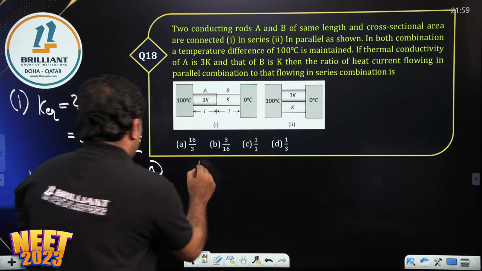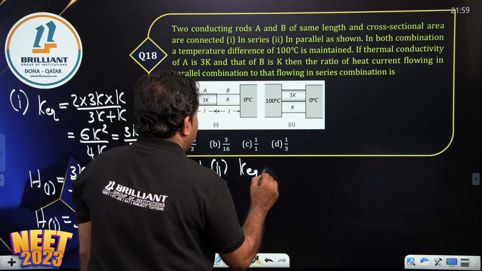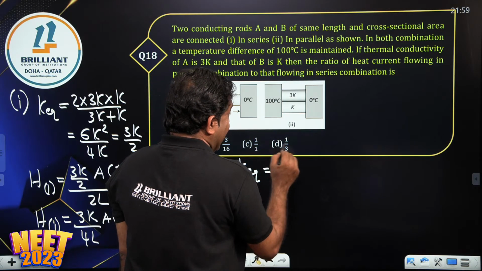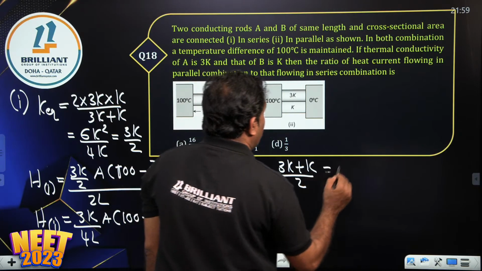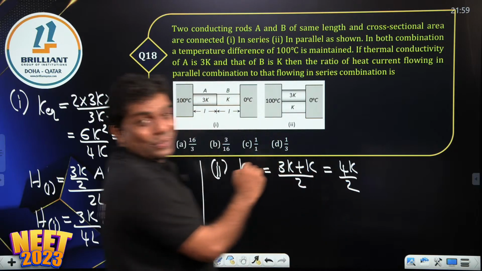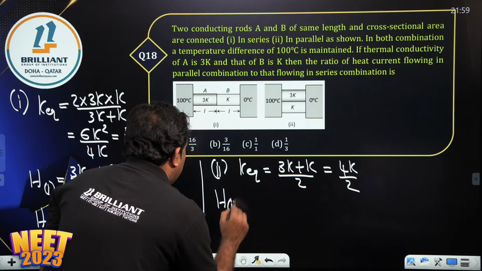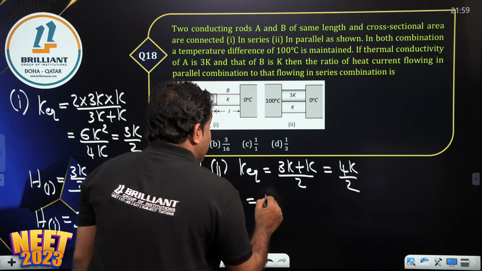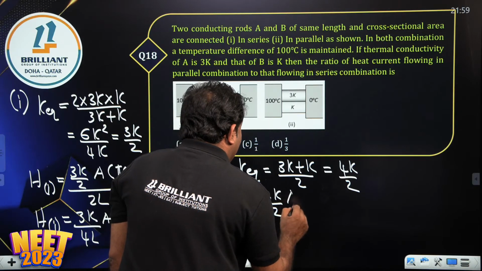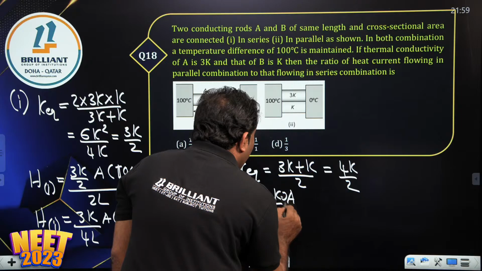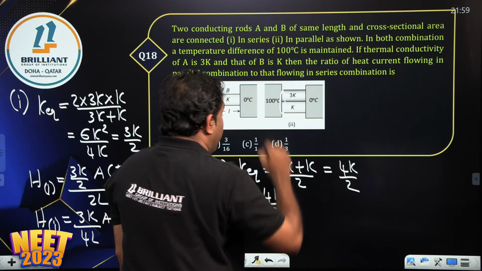Now in the second case, please see, you calculated the equivalent thermal conductivity. Equivalent thermal conductivity is (K1 + K2)/2. So (3K + K)/2 equals 4K/2. Then the heat flowing in the second case is, with equivalent thermal conductivity 4K/2 and area 2A. Why area 2A? Because this and this together, so we can say total area is 2A.